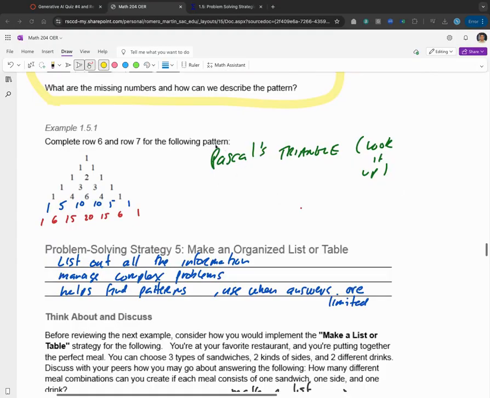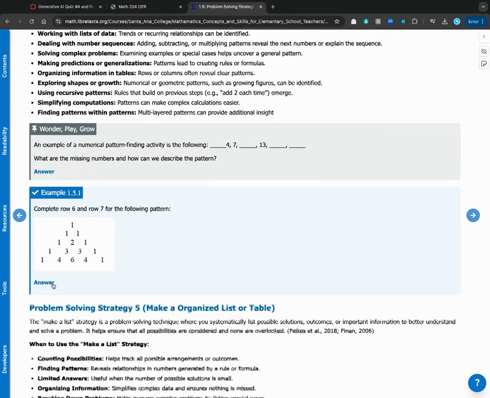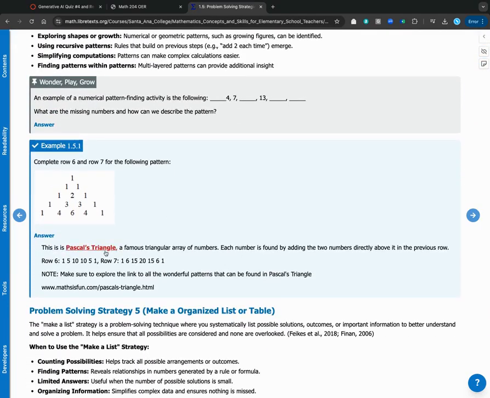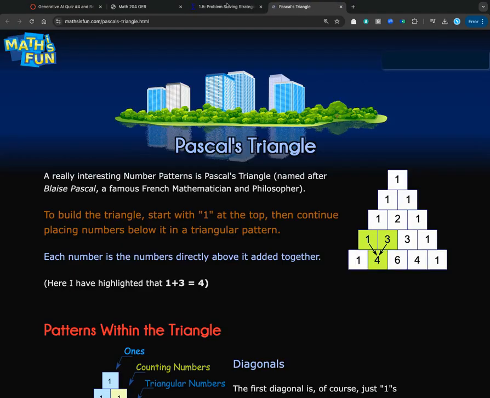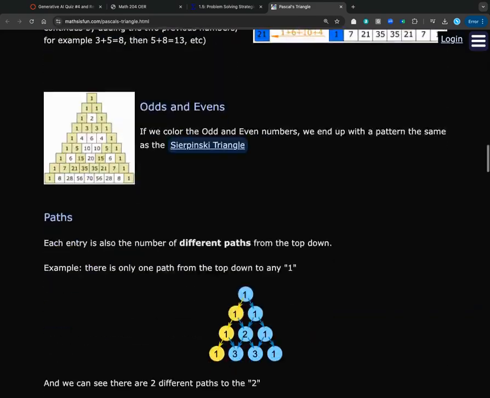This is a famous triangle, which we'll learn later in different applications. Look it up if you want for now. And I think I have it linked in our textbook. You have a link to Pascal's triangle. Let's see if I did put it in there. Yeah, the Pascal's triangle, there's a link to it. It explains all the famous things that are related to Pascal's triangle and how it appears in our world.